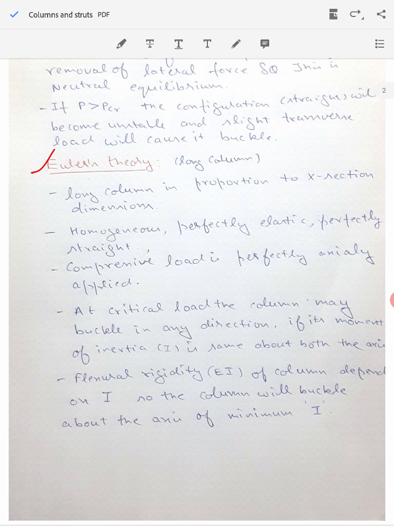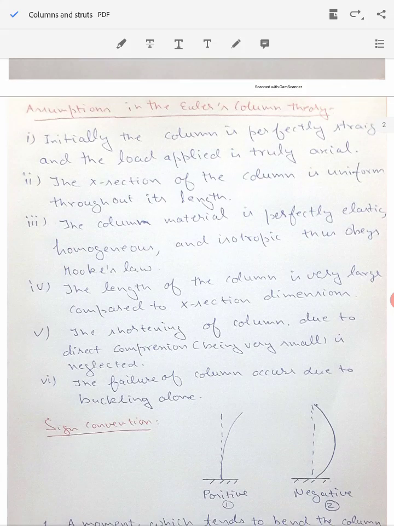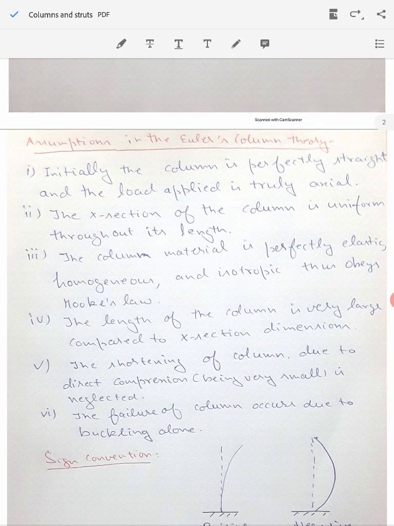So now let's talk about the assumptions that we are going to follow in Euler's column theory. So first assumption is that initially the column is perfectly straight and the load is applied truly axial. Okay, so the initial configuration for all the columns is a straight position and the load that we are applying is perfectly axial. The second is the cross section of the column is uniform throughout its length. So we are assuming a column which is not changing or varying its cross section. If it is rectangular, it is rectangular throughout with the same width and depth, or if it is square, it is square everywhere with the same dimension.